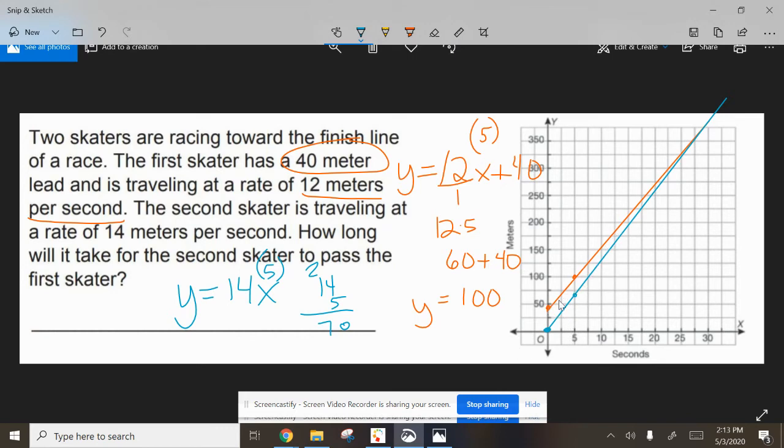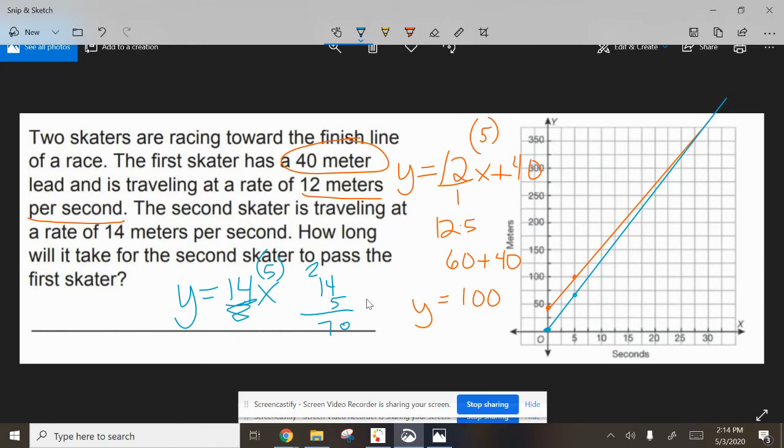The red line and the blue line. And which one would you say is steeper? Which one has a bigger slope, a steeper slope? And if I look at this, it's the blue one. It's 14. But the 12, it was going up so high because we started at 40. So it's a little steeper. These are not parallel lines because they do cross.